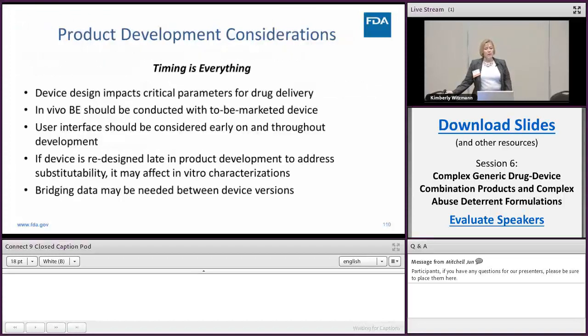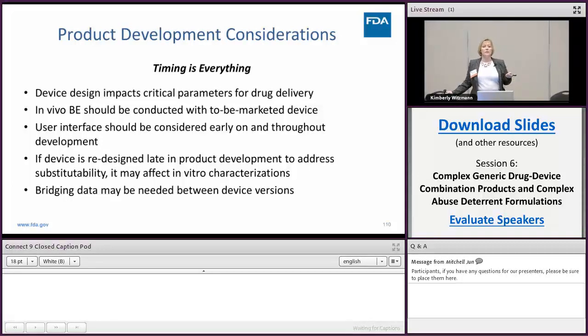And the take-home message for this, hopefully, is that for these products, because there are so many moving parts, pardon the term, timing of when you consider these, how you work through these issues within your development program, really timing is really critical. Timing is everything. So we know that the device design impacts the critical parameters for your drug delivery. And so we also say that the in vivo bioequivalence studies should be conducted with the to-be-marketed device.